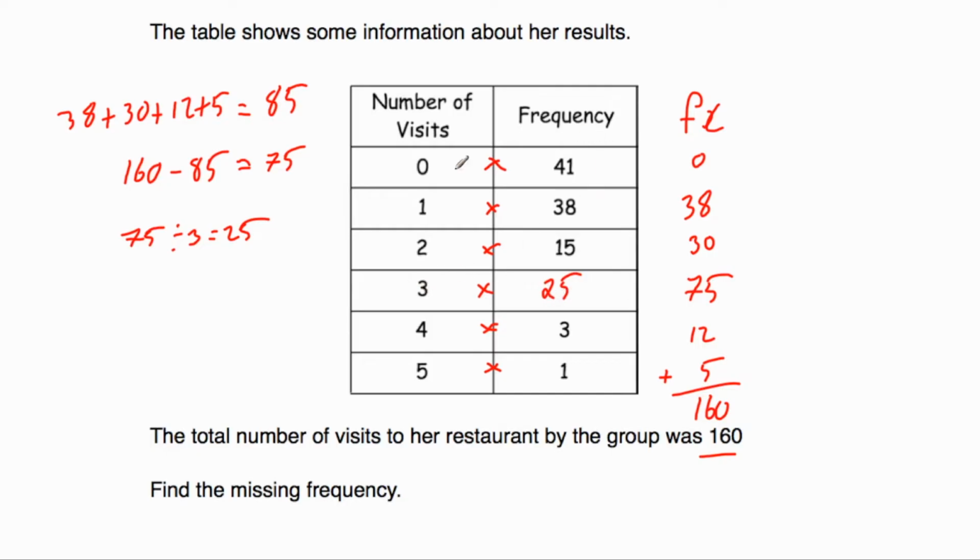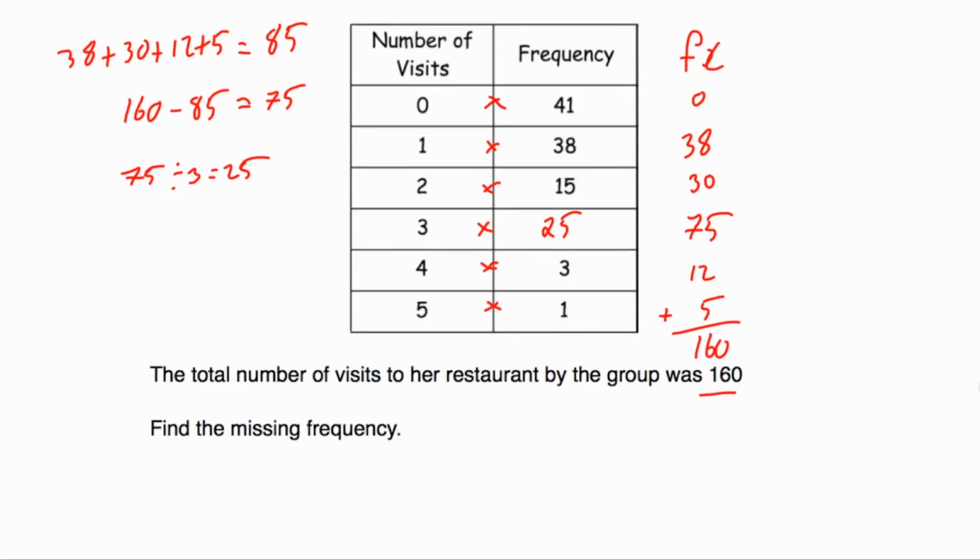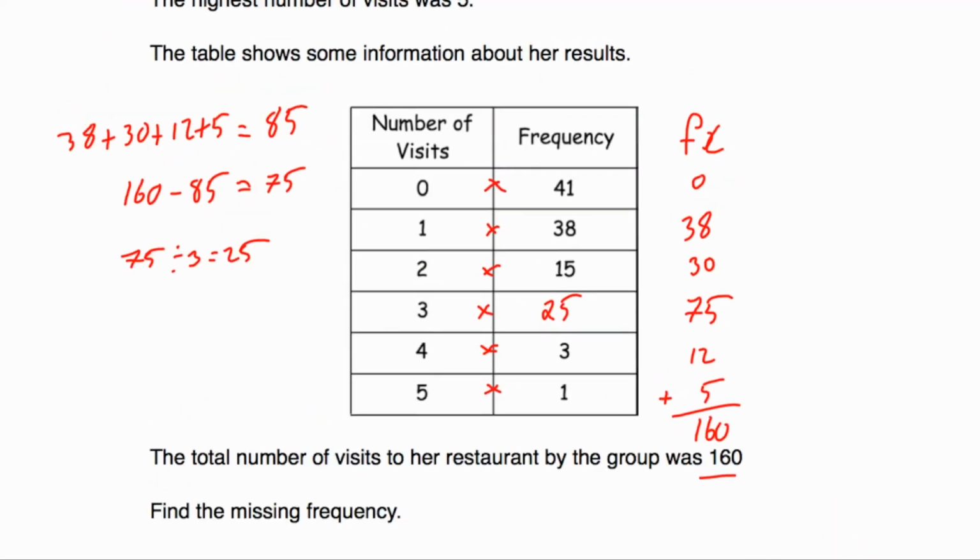And that means that if we go through our table, the 41 people who said no visits, the 38 people who visited once, the 15 people who visited twice each, the 25 people who visited 3 times each, and so on, if we went through all of those, that would be 160 visits. So the missing frequency is 25. So that's one approach. So we found 25 using our non-algebraic approach to begin with.